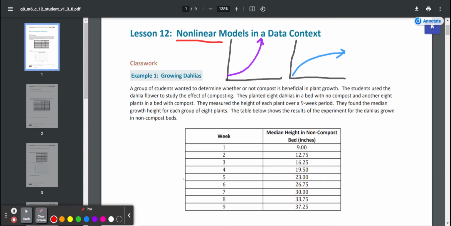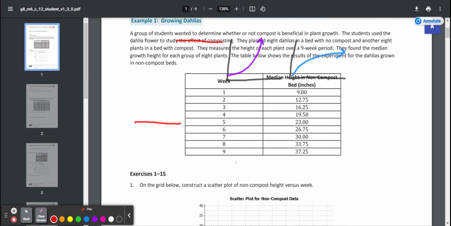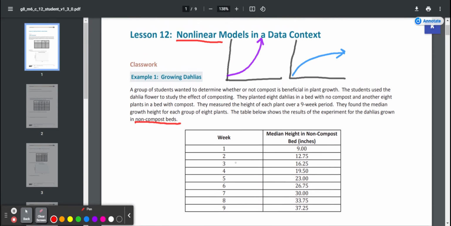The table shows the results of the experiment of the dahlias grown in non-compost beds. So the first one we've got to keep in mind is the non-compost bed. They give us some sort of table, and in this table, they're going to show us that in week 1, we're talking about 9 inches of growth, right? So from 0 to 1 is 9 inches. Now, that's not necessarily right away. It's more of just an initial measurement. In week 2, we're at 12.75. Week 3 is 16.25, and so on. I think you guys can get the idea there.